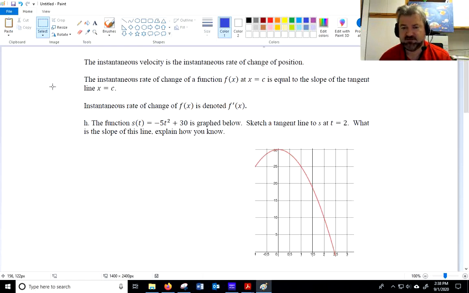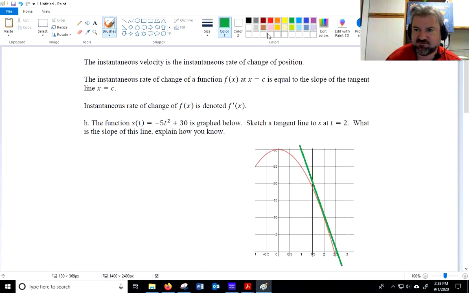The function s of t equals negative 5t squared plus 30 is graphed below. I want you to sketch a tangent line to s at t equals 2. What is the slope of this line? So let's sketch that line first and foremost. So at t equals 2, just like we said, we're at 10. And that's kind of my estimate of what the tangent line would be. Well, what is the slope of that tangent line? The slope of that tangent line has got to be negative 20. Why? Because that was the instantaneous velocity.